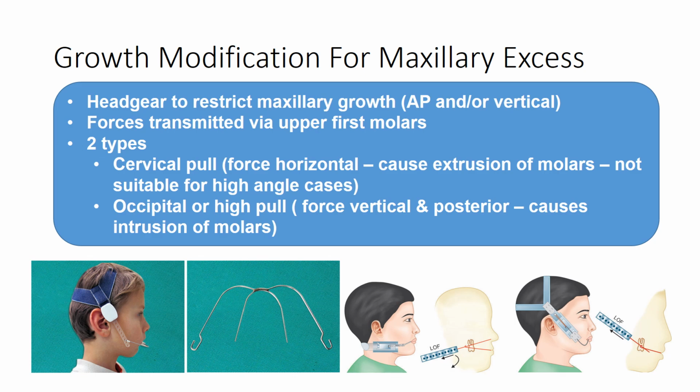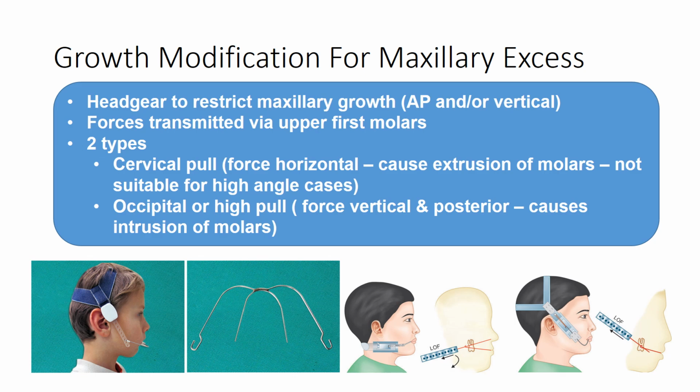Now, growth modification for maxillary excess or maxillary prognathism. Usually this involves using a headgear to restrict maxillary growth either in the AP direction or the vertical direction, or a combination of both directions. Now, the forces are usually transmitted via the upper molars. There are two types of headgears which can be used.